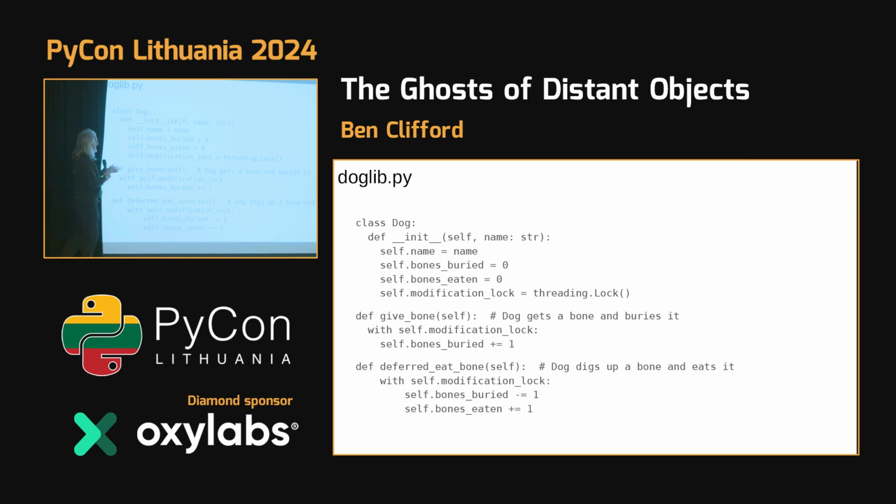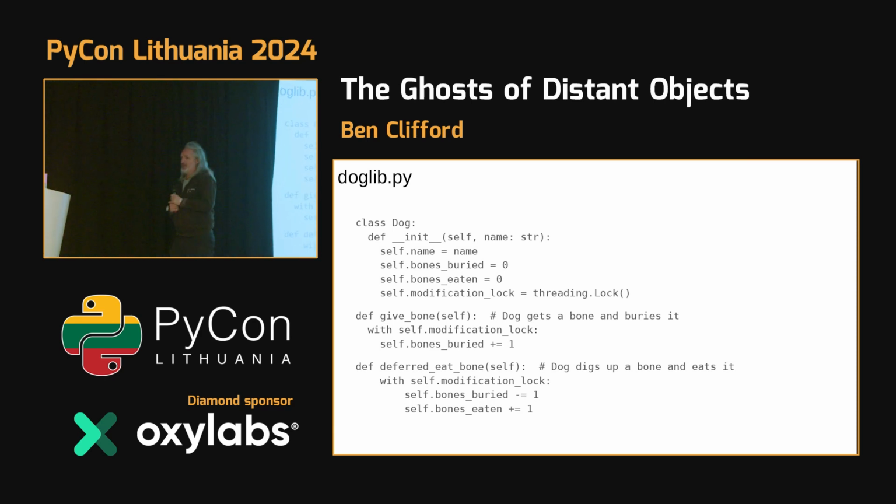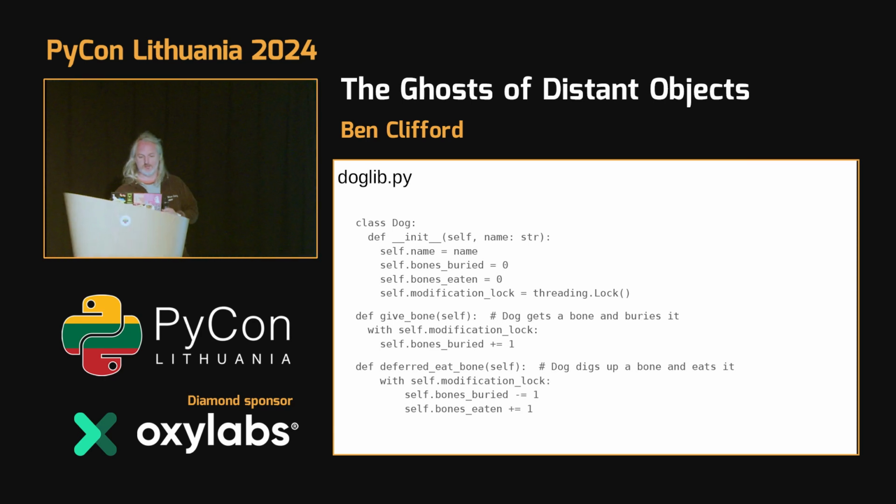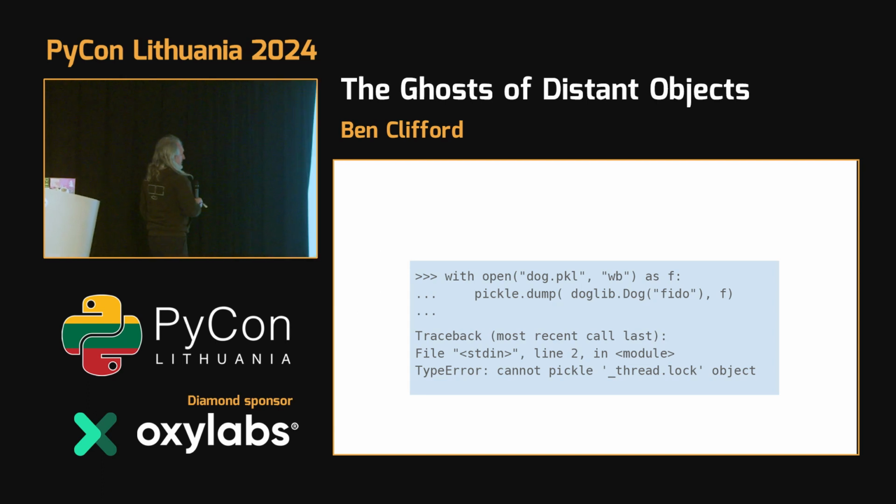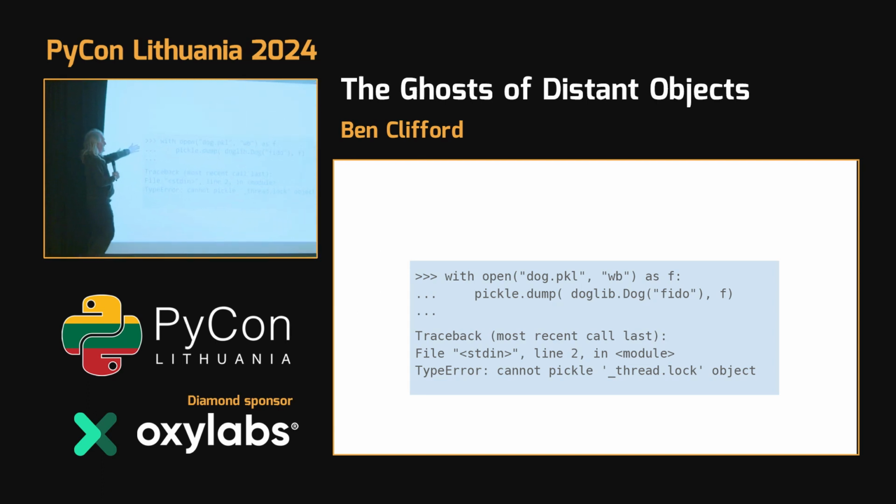And what would I expect? Well, I'd expect it to remember the name and the bone information. But I can't do that because there's a lock object. So if I try and pickle Fido, I get this error: can't pickle thread.lock. Okay.